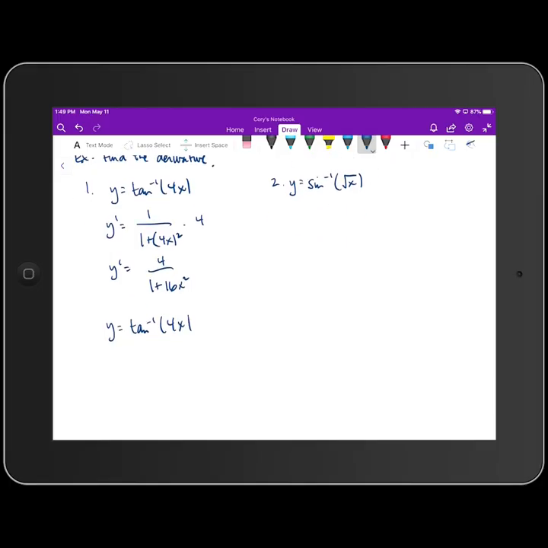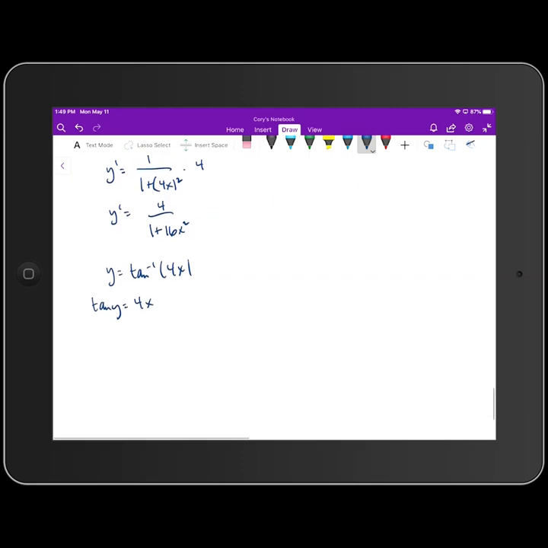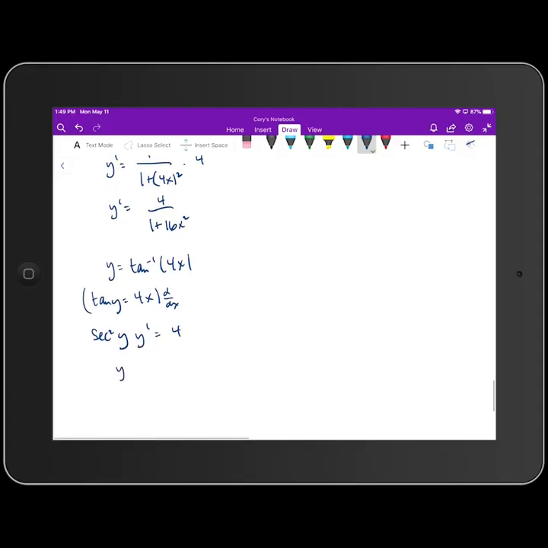Okay, the other way to do this is we're going to use a similar process that we use to actually come up with a derivative. So we're going to take the tangent of both sides. We get the tangent of y equal to 4x. And then we can go ahead and differentiate this using implicit differentiation. So the derivative of tangent is the secant squared of y times y prime. The derivative of the right-hand side is 4. When we isolate y prime, that's 4 over the secant squared of y.